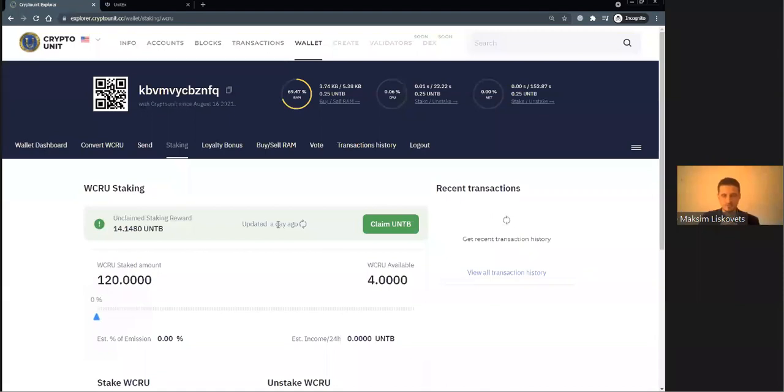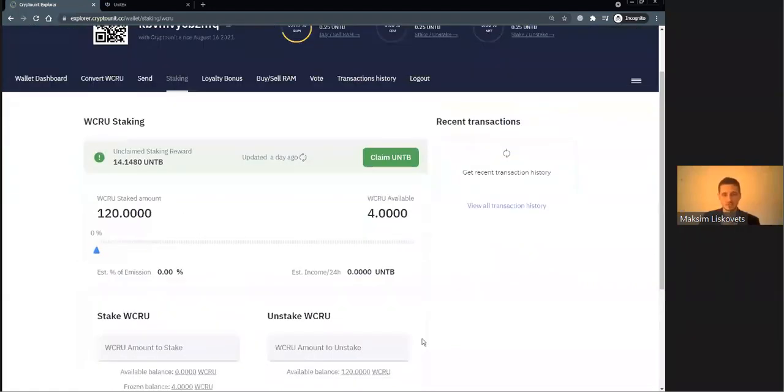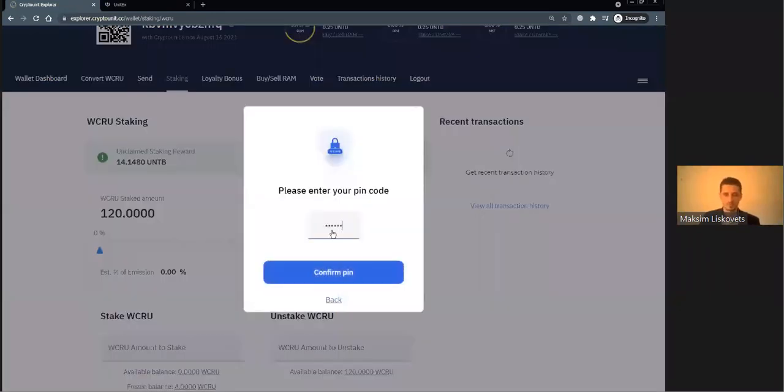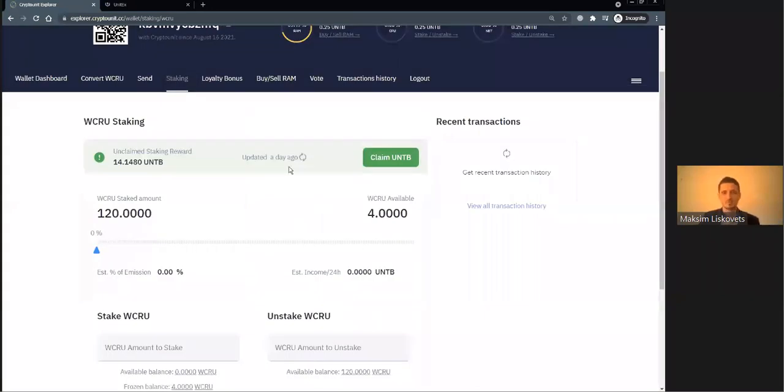Or as you see, I updated it a day ago. When you enter this page, you also see this gray window with no possibility to do anything, only this entry update. So then you press this circle, enter your PIN code, and update it until you see the phrase "updated a few seconds ago."